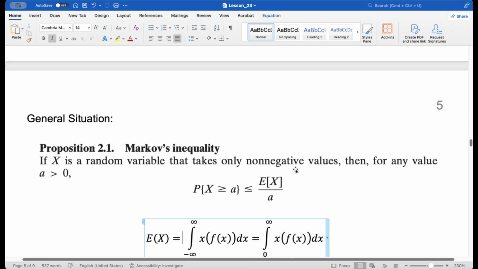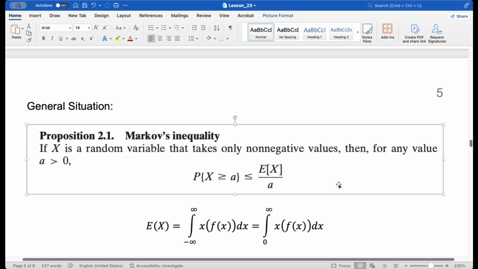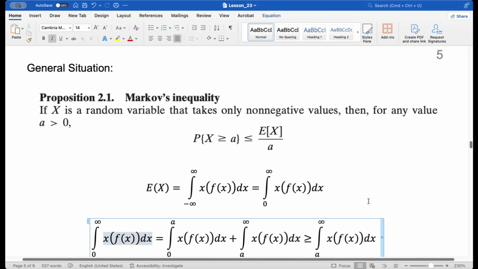All right, now we move on to some general situations where we don't assume the shape is that of a normal distribution. So here, Markov's inequality: we're given that x is a random variable that takes only non-negative values and a positive number a. The probability that x is greater than or equal to a is less than or equal to the expected value of x over a. And so we have a proof here.